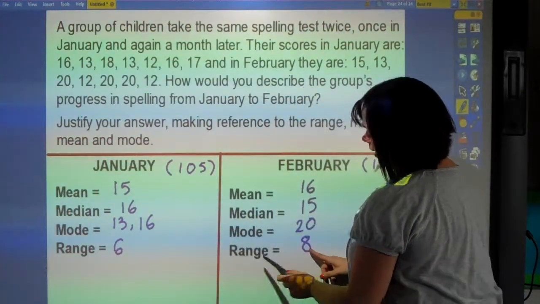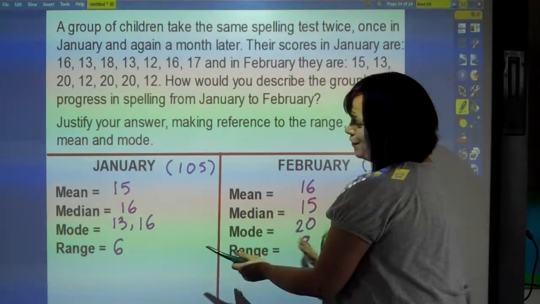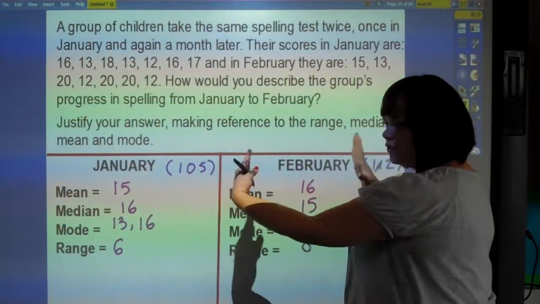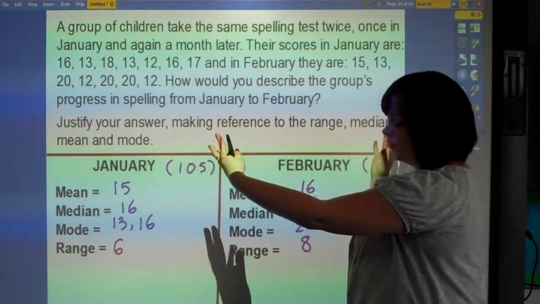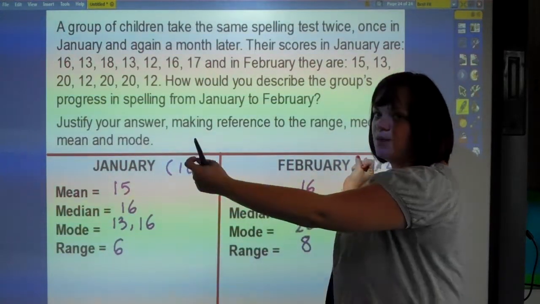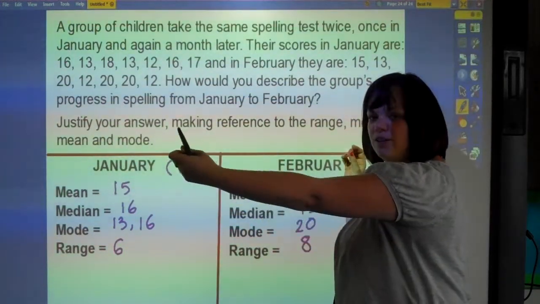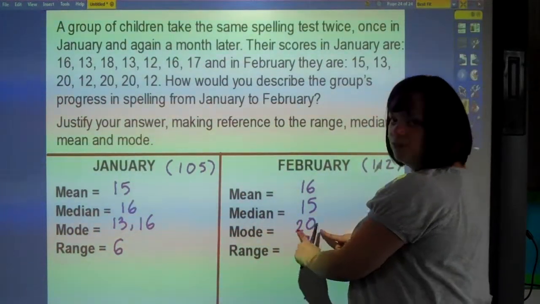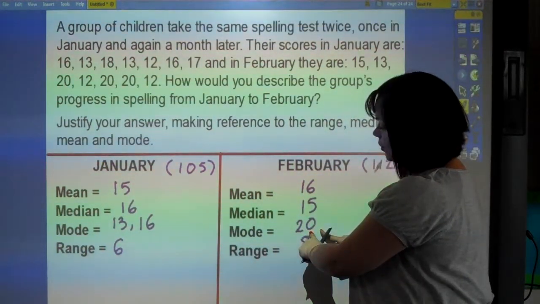And then if you have a look, the range has got bigger in February than January. So what does that tell me? That tells me that the range of results the children are getting is bigger in February. So there's still some children who maybe are not doing as well as they did before, but there are some children, the mode tells us, that are getting much higher results.